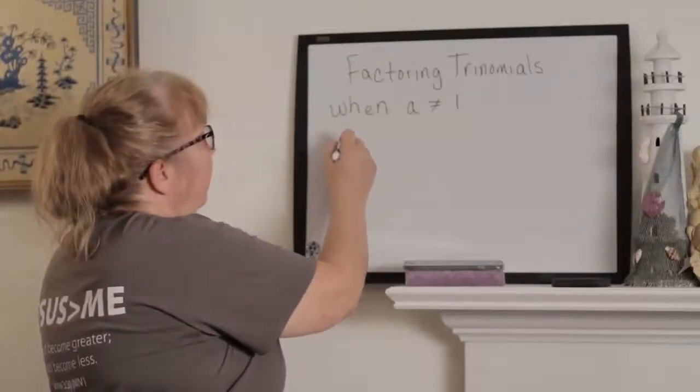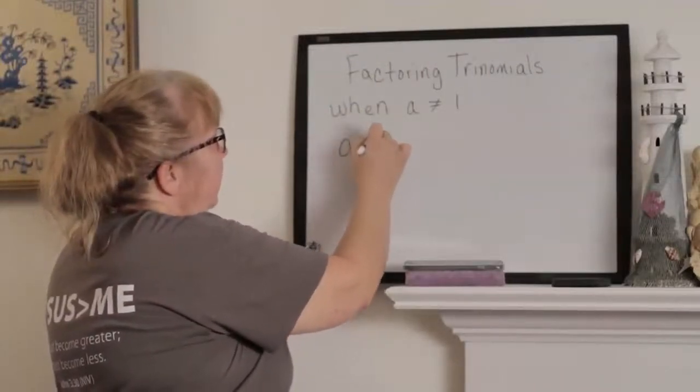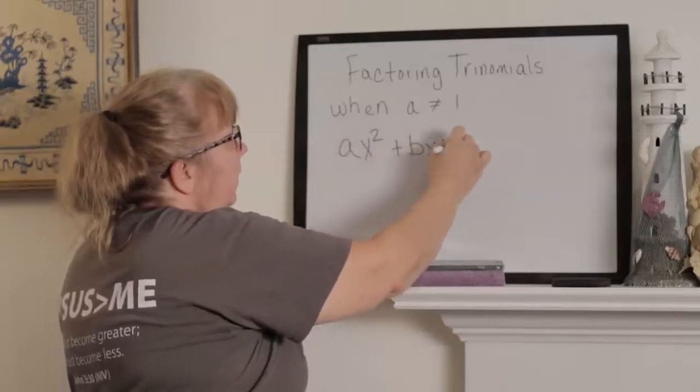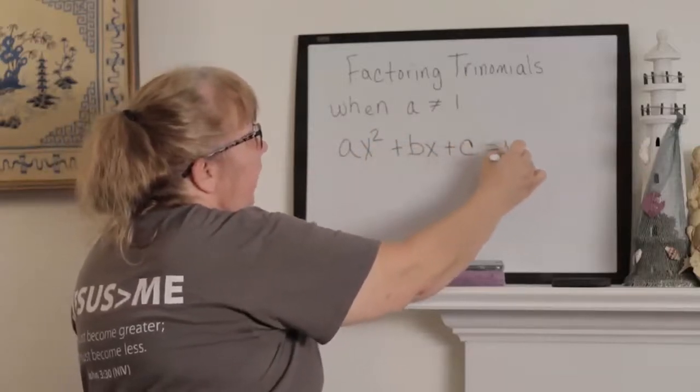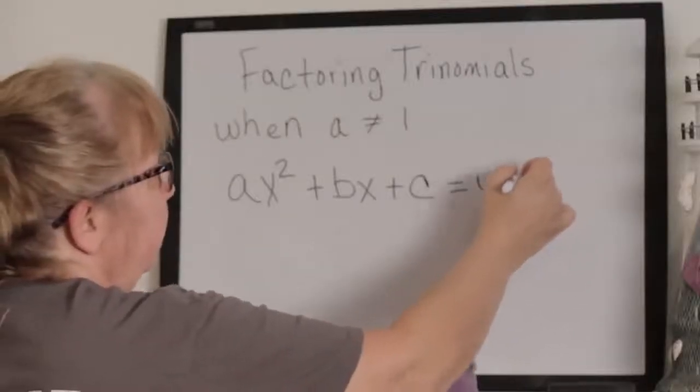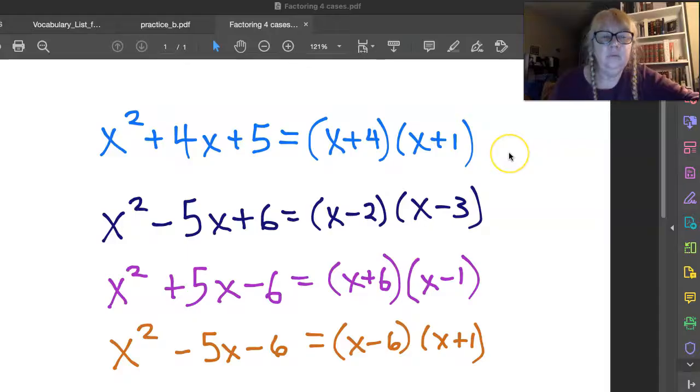The standard form of a trinomial is ax squared plus bx plus c equals y, and when we're solving, we would make that equal to 0. Remember that there are 4 cases when we are factoring trinomials. The first case, we have a plus and a plus. When we factor it in our binomials, we get a plus and a plus.